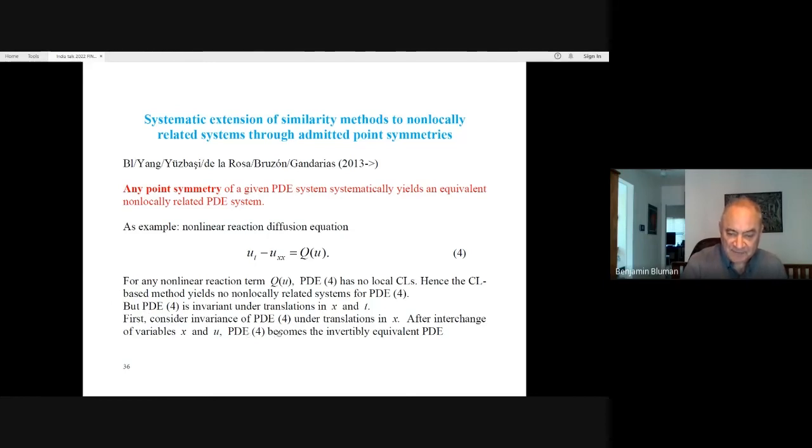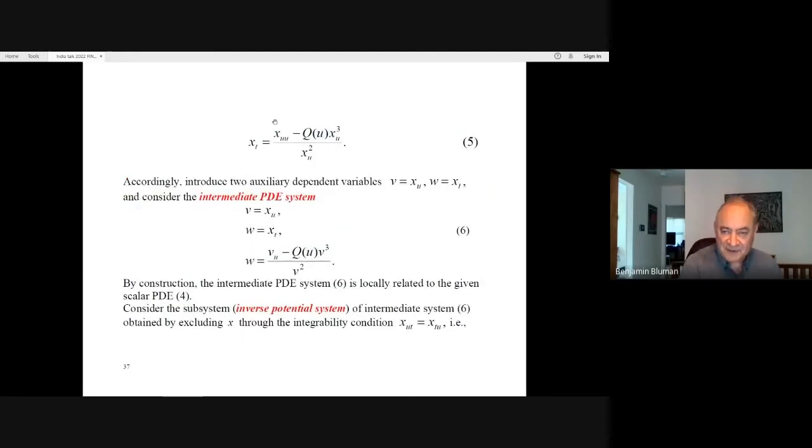So let's first consider the invariance under translations in X as an example. So what we're going to do is interchange the variables X and U. And the most important thing is we're letting X be a dependent variable, and U, which is an invariant under the translations in X. And hence, if we do that transformation, this PDE becomes the invertibly equivalent PDE. You go through the calculations, and it's a horrible looking PDE, but nonetheless, it's invertibly equivalent to that nonlinear reaction diffusion equation.